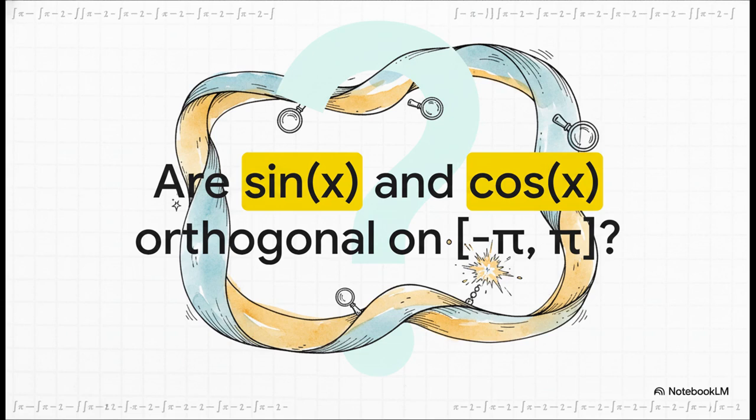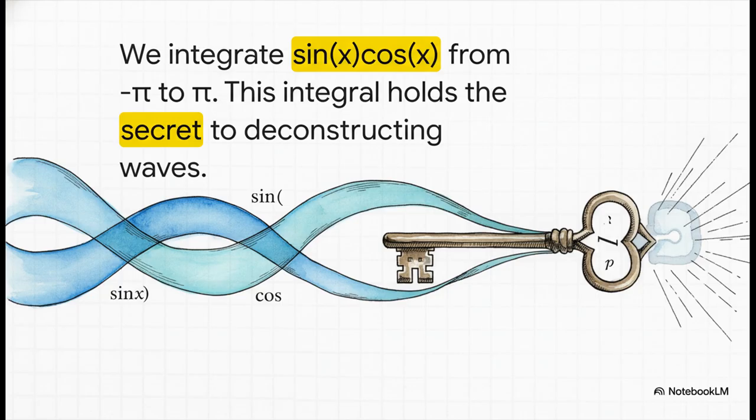All right, time for the main event. This is the case that really matters, the one that brings us all the way back to our original problem about waves. Are the fundamental building blocks themselves, sine of x and cosine of x, orthogonal to each other over the interval from -pi to pi? You know the drill by now. We set it up in exactly the same way. We multiply sine of x and cosine of x together and integrate that product from -pi to pi. The result of this one calculation is the key to our entire mystery.